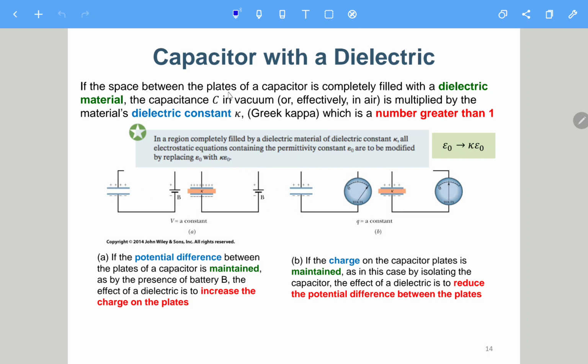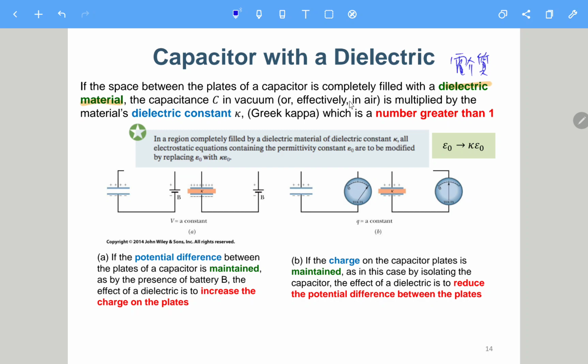If the space between the plates of a capacitor is completely filled with a so-called dielectric material. Dielectric material, in Chinese it is called 电介质. So the capacitance C in vacuum or effectively in air, the electrical characteristics in the vacuum or in the air are quite similar. Although precisely it is a little bit different, it is really close.